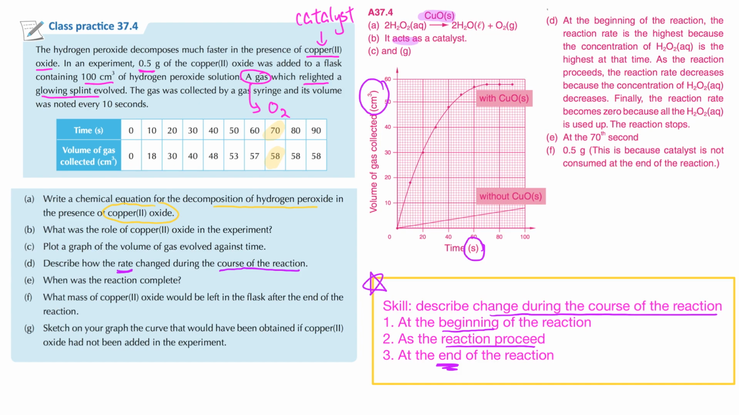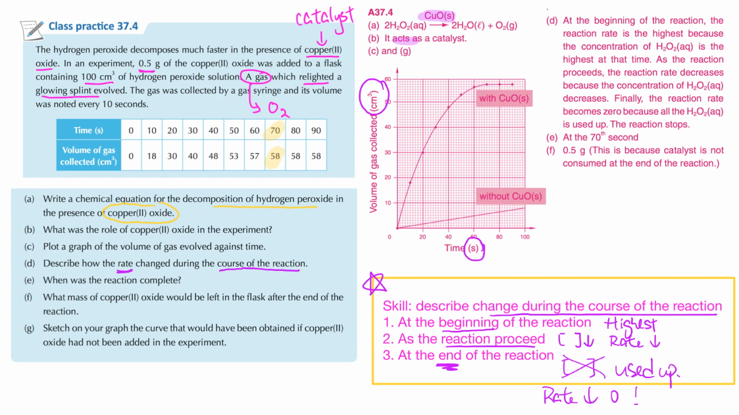focus on these 3 parts. At the beginning of the reaction, the rate of reaction should be highest, because at this time, the concentration of the reactant is the highest. But as time goes by, the concentration drops, so the rate will also drop. Lastly, at the end of the reaction, if all the reactants have been used up, then the rate will drop to 0. The reaction will then stop.